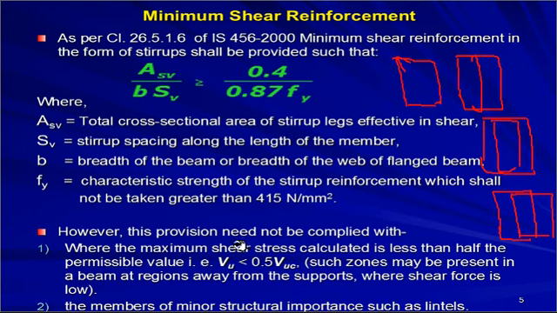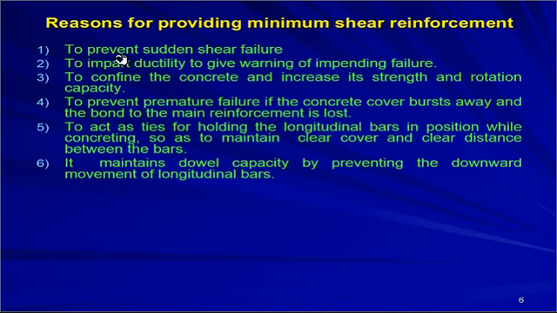Whatever this provision of minimum shear reinforcement is given, this need not be complied with where the maximum shear stress calculated at that section is less than half the permissible value. It means VU. What is this VU? VU is the actual shear force at that section, and if that value is less than 0.5 VUC, where VUC is the capacity of that section, then it is not necessary to provide minimum shear reinforcement, so we can provide nominal shear reinforcement. Such zones are present normally near midspan, where the shear force is quite less. And the second point is members of minor importance, for example lintels.